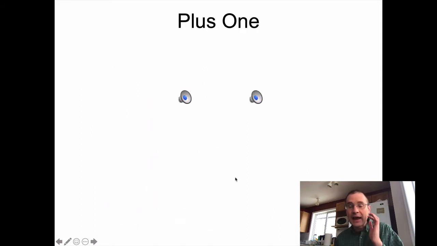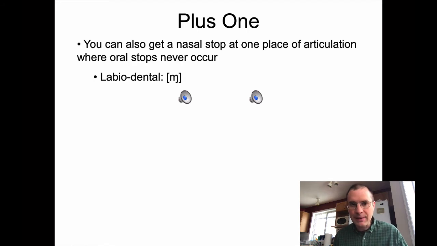Okay, so in addition to that, there's also one more symbol we haven't talked about. I think I might have mentioned it at some point. But you can also get a nasal stop at one place of articulation where the oral stops will never occur. That's the labiodental nasal. This uses a similar notation to angma, where it has a descender on the right-hand side of the symbol, but it's attached to an M rather than an N.